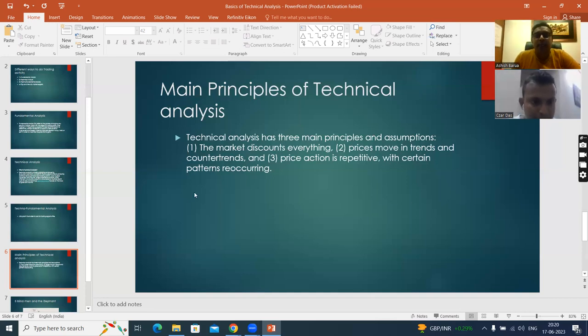So in technical analysis, also, there are certain principles and assumptions. What are they? The market discounts everything. What does it mean? Whatever is happening, whether a crash will come, whether some scam will come, or some good orders are coming, the company is going to multiply again, going to receive some government aid, or the government policies are going to support that particular sector. All these things are discounted as per this principle.